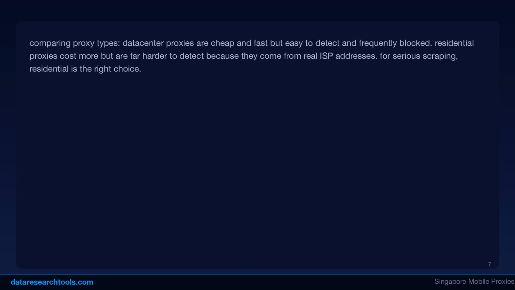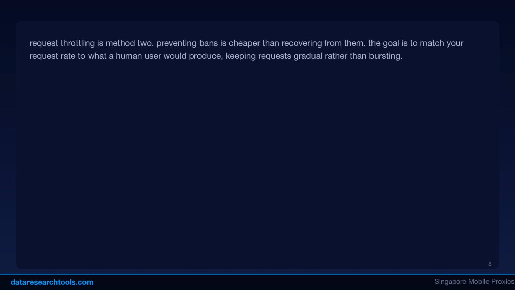Comparing proxy types, datacenter proxies are cheap and fast but easy to detect and frequently blocked. Residential proxies cost more but are far harder to detect because they come from real ISP addresses. For serious scraping, residential is the right choice.